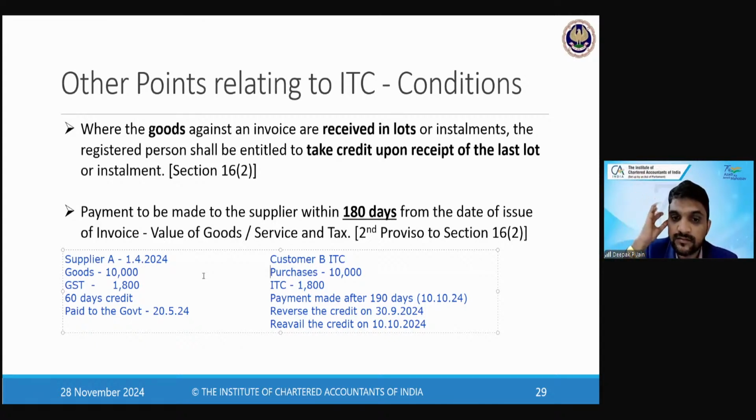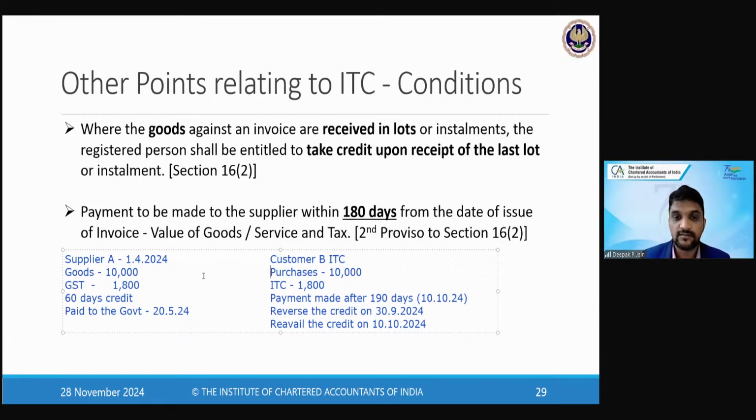Okay, sir. So even if he doesn't pay, once he has reversed, then he has to pay anyway before the annual return has been filed. It is necessary in the monthly returns itself. Once he files the September month's return, there is a column called reversal. So he will have to do that reversal from the total credit over there.